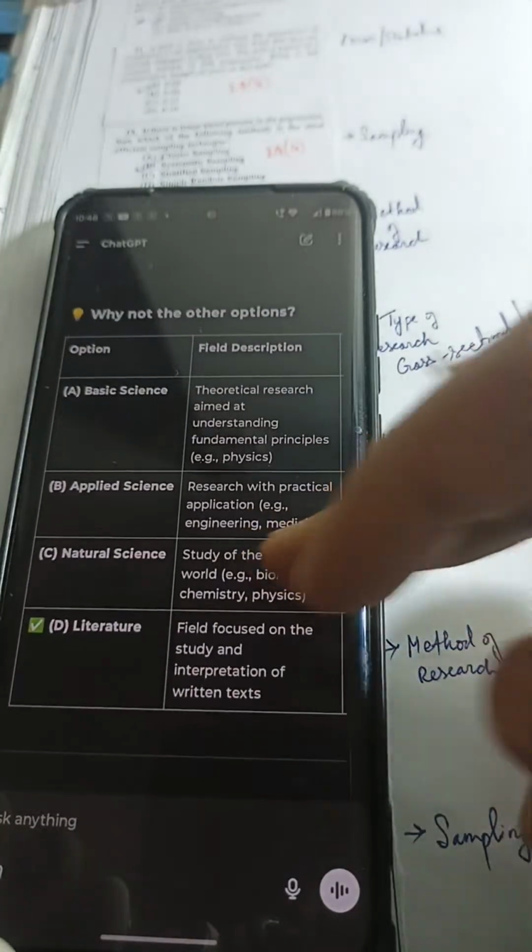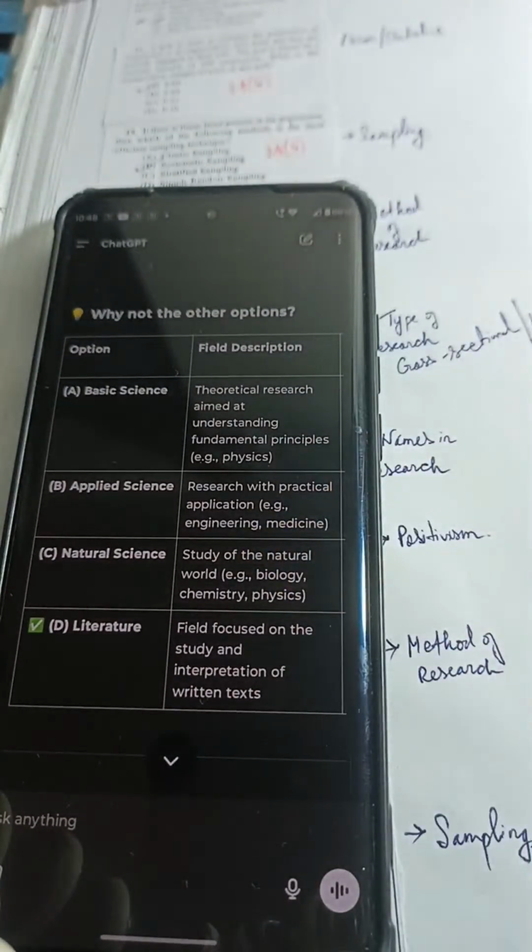So now the third option states that natural science is the study of the natural world, for example biology, chemistry, physics, how things evolved. It's the evolution of research, right? So now coming to the next point, which is our answer, that is literature.